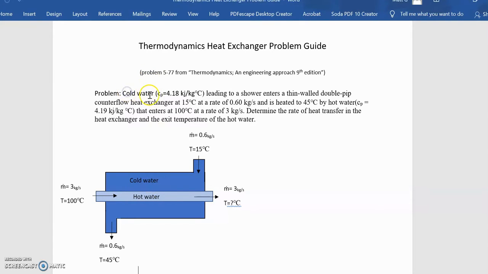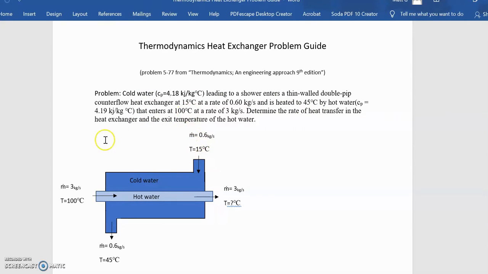So we have cold water leading into a shower, which enters a thin double-walled pipe counterflow heat exchanger at 15 degrees Celsius at 0.6 kilograms per second and is heated to 45 degrees Celsius by hot water that enters at 100 degrees Celsius at a rate of 3 kilograms per second. Determine the rate of heat transfer in the heat exchanger and the exit temperature of the hot water.